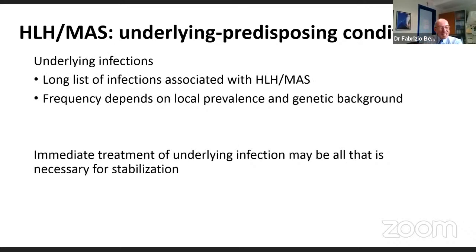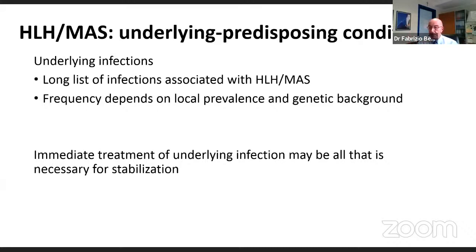Now, infection, the list of infections that have been associated with HLH/MAS is huge. It will need 10 slides, and you won't be able to read the slides because the font will be too small. The other take-home message here is that frequency of each infection depends on local prevalence and on genetic background of the populations. However, immediate treatment of the underlying infection may be all that is needed to stabilize the patient. You may not even have to use immunomodulatory treatment.